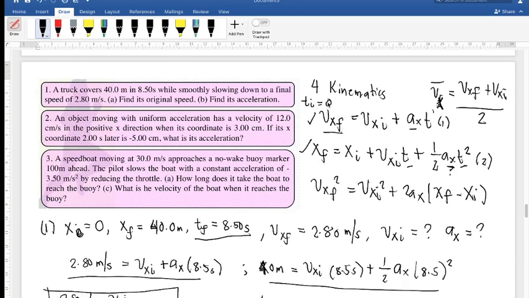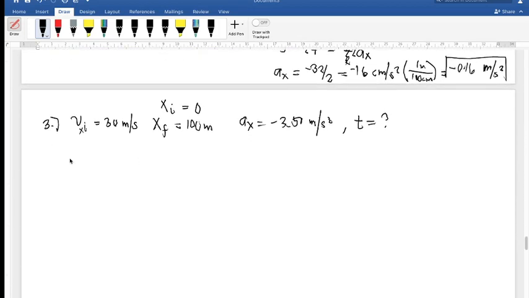So meron tayong vxf, wala tayong vxf, pero meron tayong vxi, meron tayong ax. So ang time yung wala, so may dalawang unknown, so we cannot use this one. How about this one? So may xf, may xi, then vxi, tapos yung t is ito yung kukunin natin. So meron tayong x, so we can use actually equation number 2.